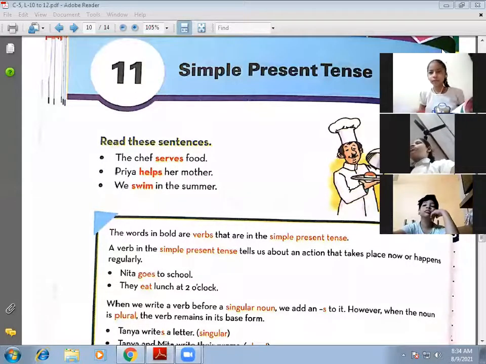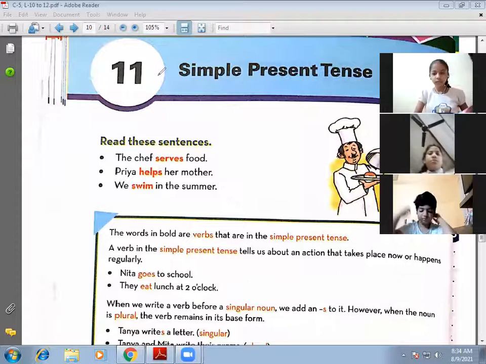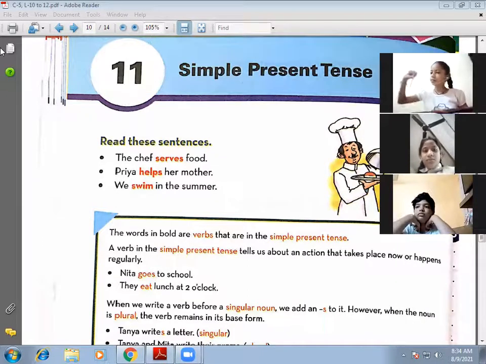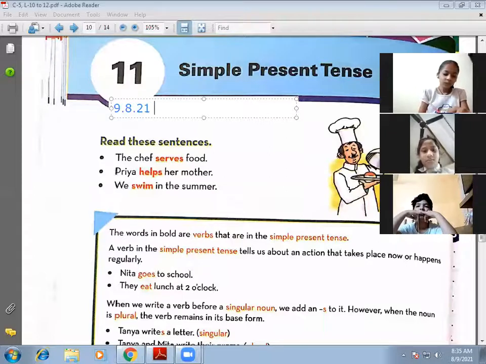Everyone take out lesson number 11, simple present tense, page number 46. Write down the date, everyone. 9.8.21, Monday, class 4.